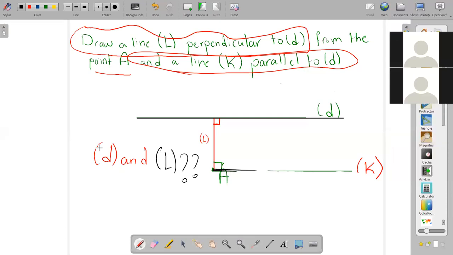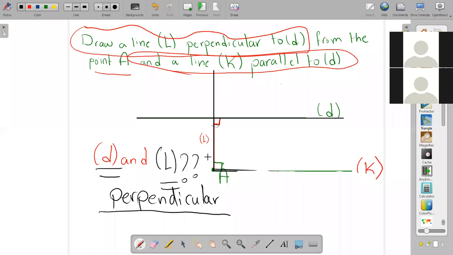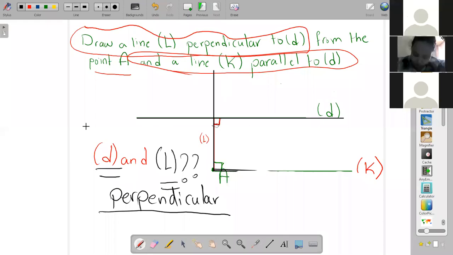Ali Ahmad. How do you describe now the two lines D and L? How do you describe them? They are perpendicular. Excellent, perpendicular. Why are they perpendicular? Because they form a right angle. Bravo, excellent. So I can't say intersecting because they form a right angle. We have to say perpendicular. So how do we describe them? They are perpendicular. Excellent, proud of you.